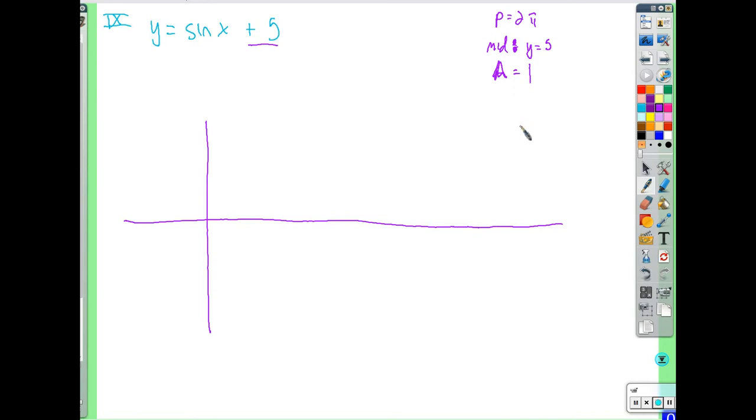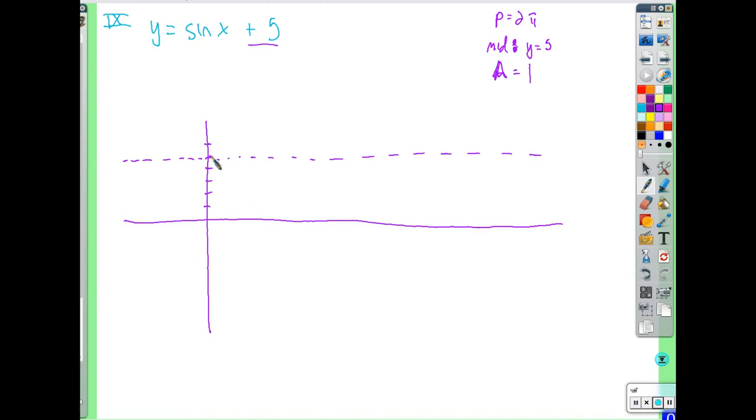It's not shifted left or right. It's just shifted up 5. So we'll shift that midline up 5. Put a nice dotted line there just to guide us. And so this midline is like the x-axis, okay? It kind of behaves in the same way. It splits the sine wave kind of in half down the middle. That's why it's called the midline. But its amplitude is still 1 and its period is still 2 pi.